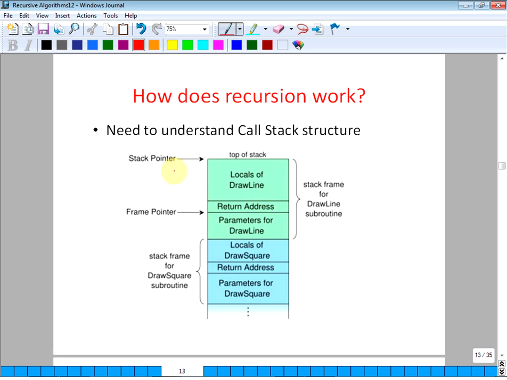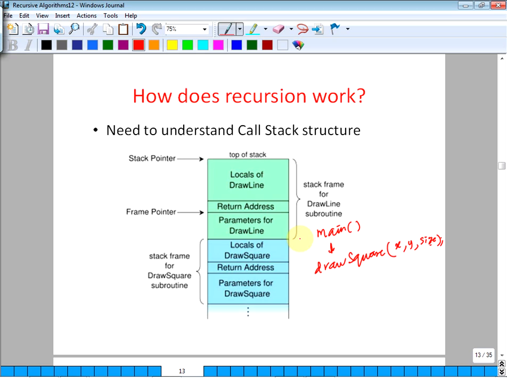So here we are trying to draw a square, so that's why we invoked draw square. Let's say main or somewhere invokes draw square. Draw square has parameters x, y, the starting point, I'm just making it up. So let's say main invokes draw square.